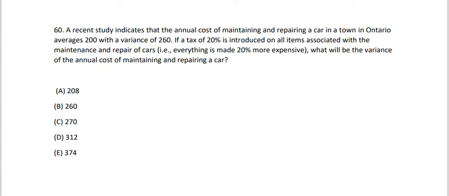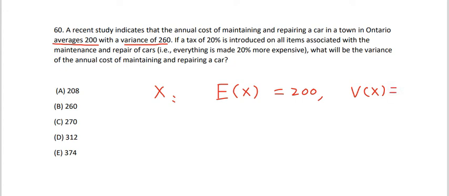So for problem 60, it's about things that cost. Suppose this is x, its cost. The mean is this and the variance is this. So we know for this x that the mean of x equals 100 and the variance of x equals 260, right?